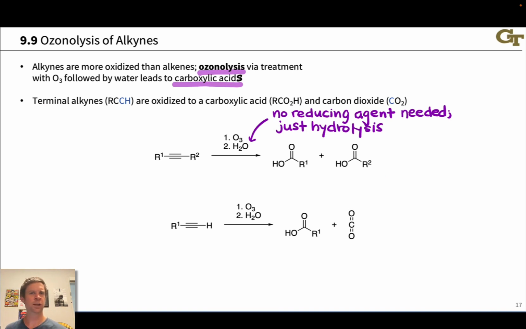One thing to note is if we use terminal alkynes or acetylene here, we end up not with formic acid, which would be the product if we imagined a similar thing happening to the above with a carboxyl group linked to H. We actually don't end up with this. Instead, we end up with carbon dioxide here, CO2, and the carboxylic acid corresponding to the other end of the terminal alkyne, or 2 equivalents of CO2 if we hit acetylene with O3 followed by water.